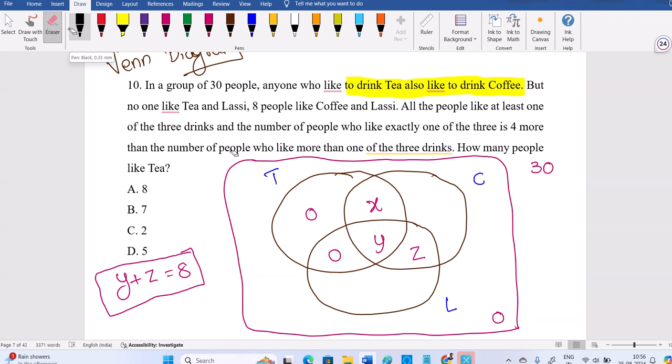Exactly one of the three is four more than the people who like more than one of the three drinks. Okay, fine. So 4 plus 8 plus x, and this should be a and b, and we need to find the x plus y value altogether. Finally, your question is to find x plus y.